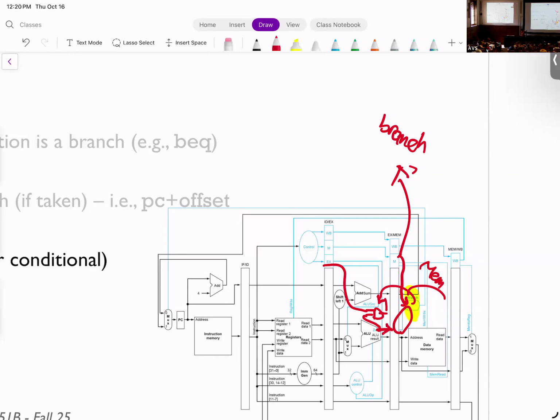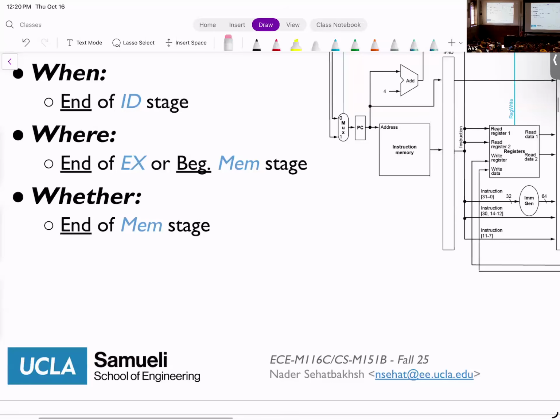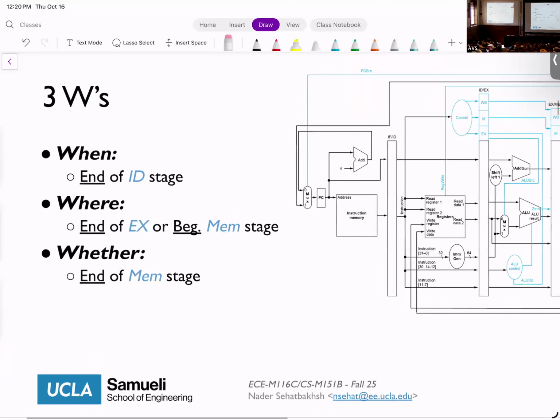Later, you're going to see that we're going to change this logic a little bit. So for now, we're going to put it in the memory stage. Later on, we're going to move it back. Okay. All right. So, a summary.